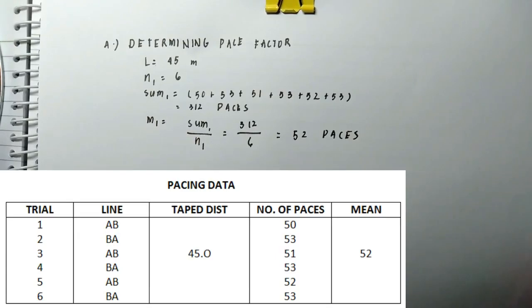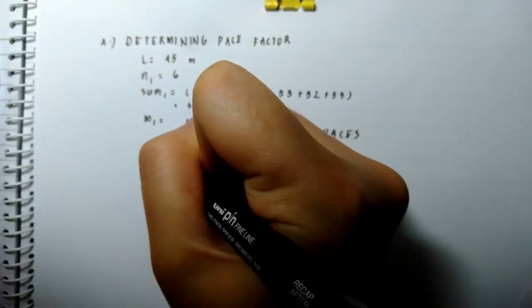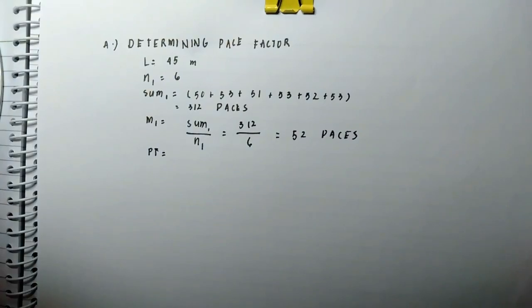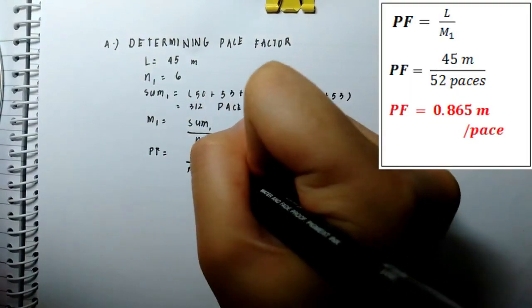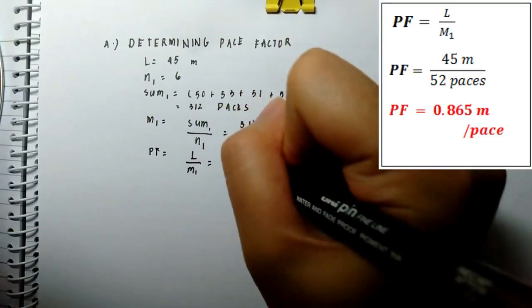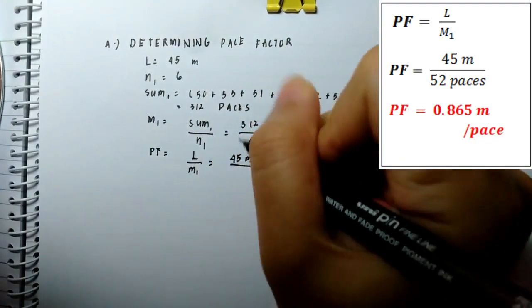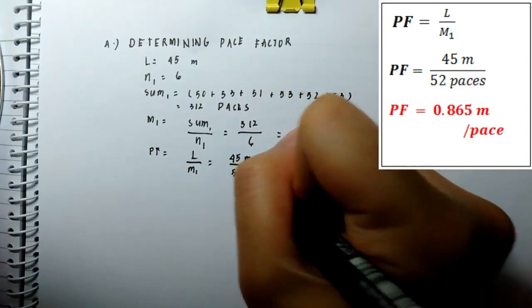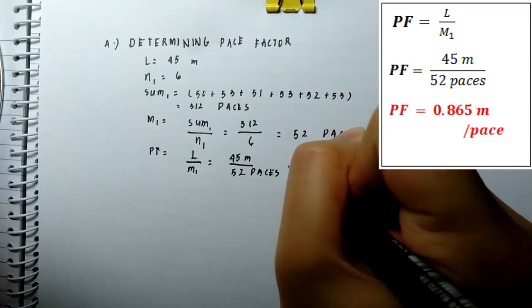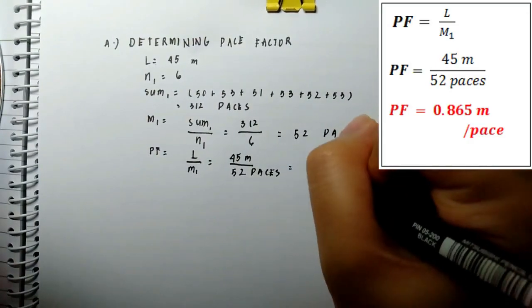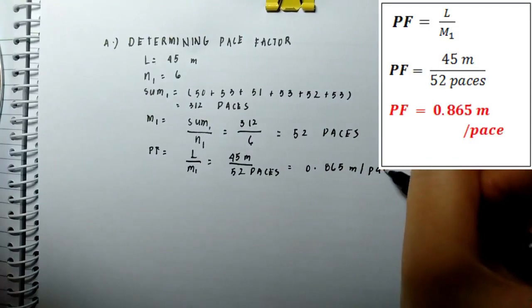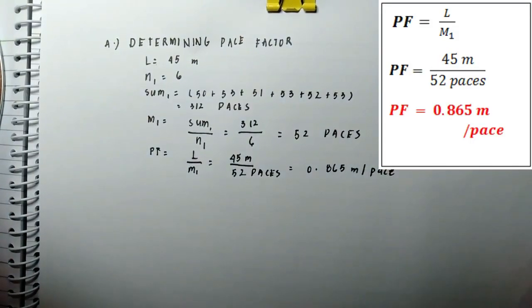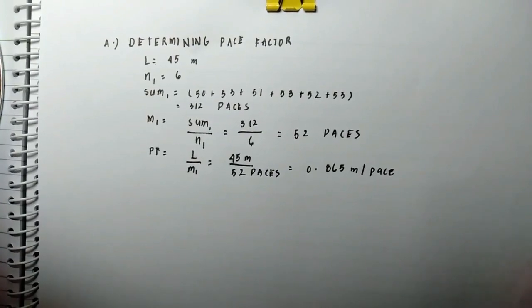Next is the pace factor. So, PF stands for pace factor. The formula in finding the PF is length over mean. So, what is our length? It is 45 meters over the mean, which is 52 paces. If you divide that, the answer would be 0.865 meter per pace. So, now that we are done with letter A, we can now proceed to letter B.